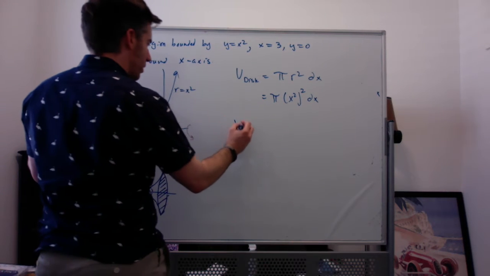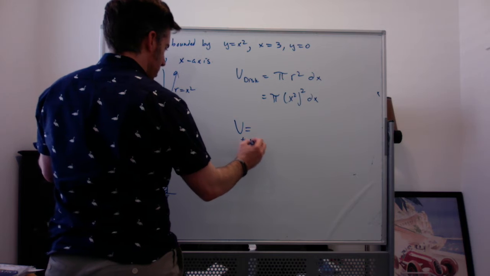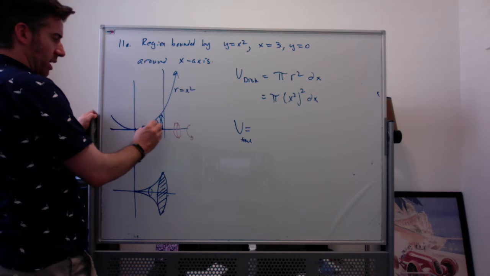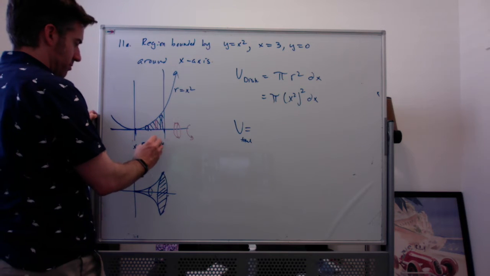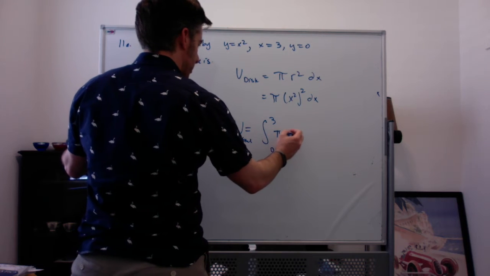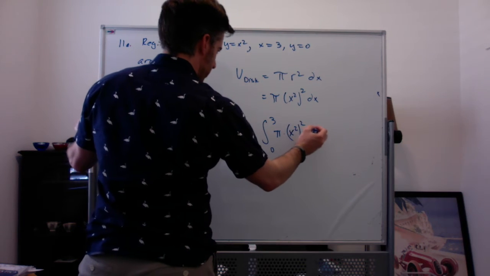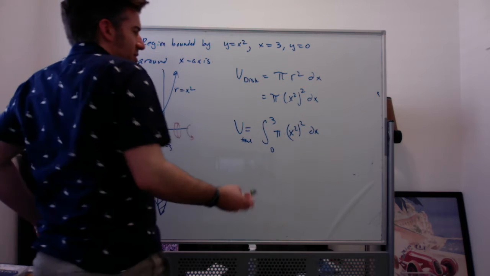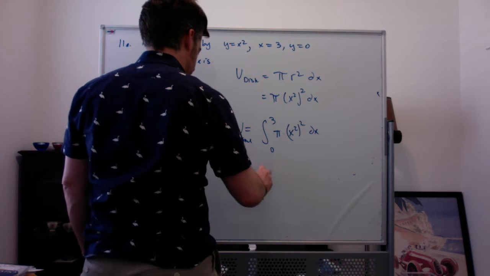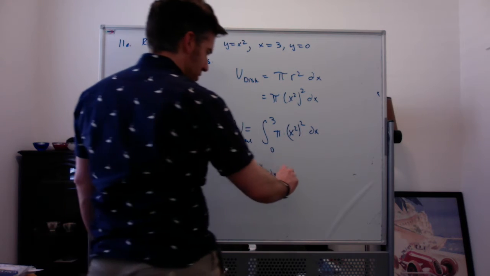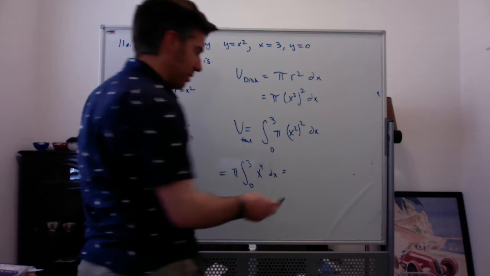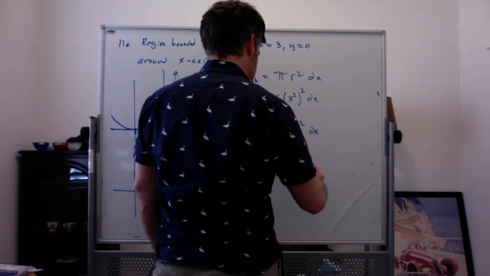And then the total volume is just adding up all the disks from x equals 0, where the region starts, to x equals 3, where the region ends. And that's it. You can solve this one, it's not hard to do. It'd be pi integral from 0 to 3 of x to the 4th dx, which, again, if your instructions say not to do it, you should not do it, but I'm just going to show it to you guys anyway. You're just wasting your time if your instructions say not to do it.